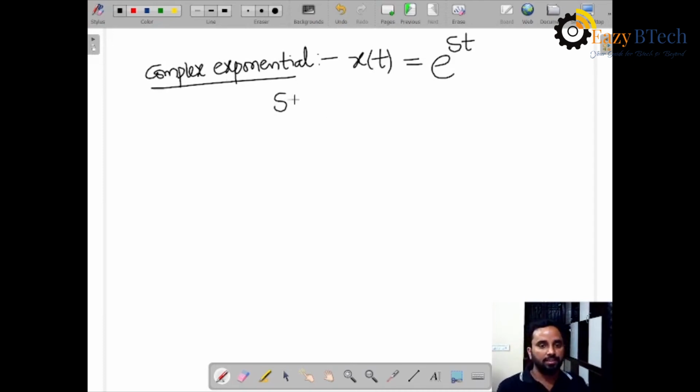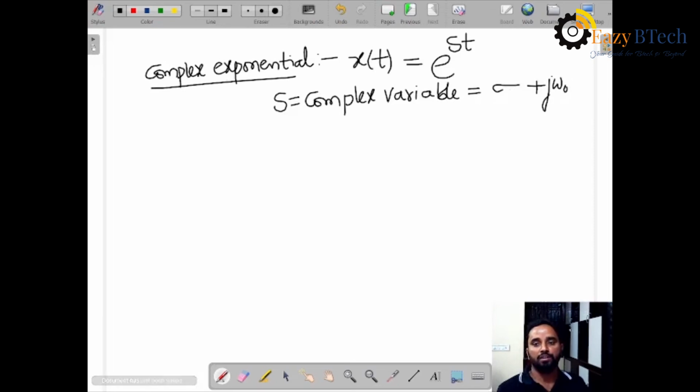What is s? S is a complex variable. What is a complex variable? Like sigma plus j omega naught. A complex variable contains a real part and an imaginary part, like a plus jb. So sigma plus j omega naught. Here sigma is the real part and omega naught is the imaginary part.